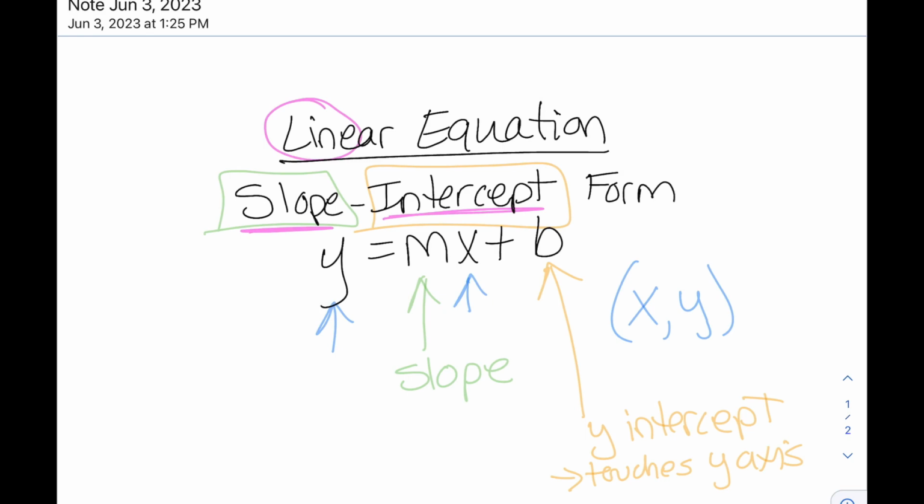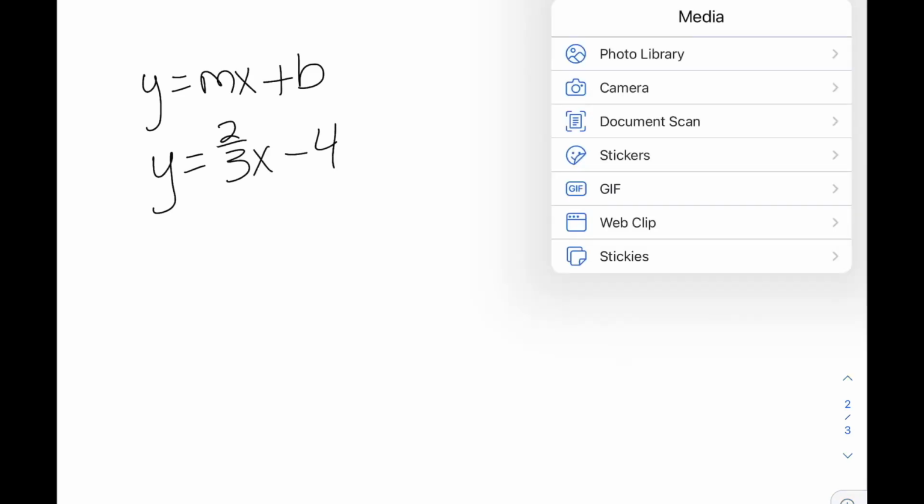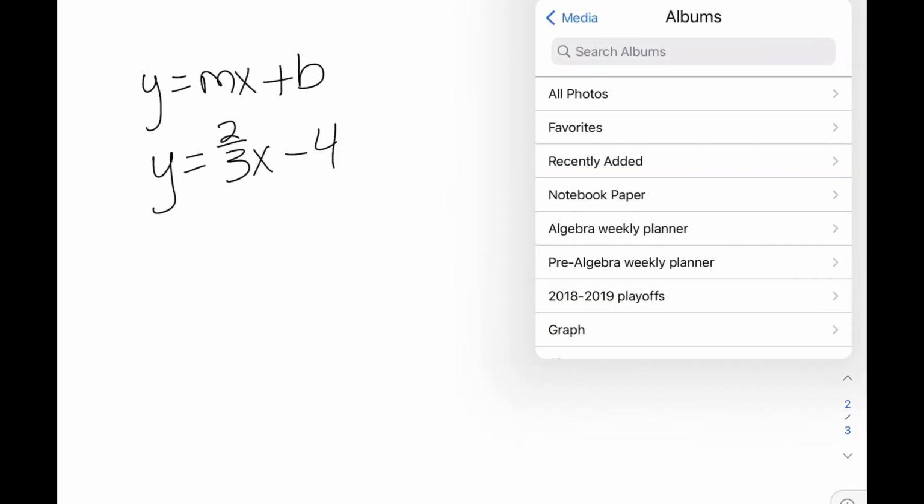So we're going to graph one of these. We have y = mx + b, and I'm going to write that above it so you can see that we have y = 2/3 x - 4. And so we're going to graph this. Let me put a graph on here.